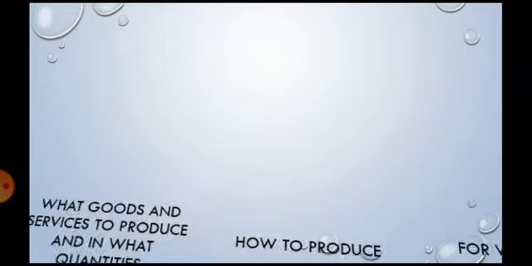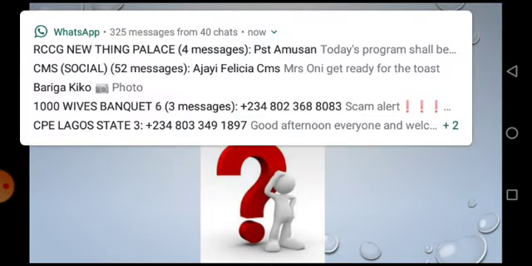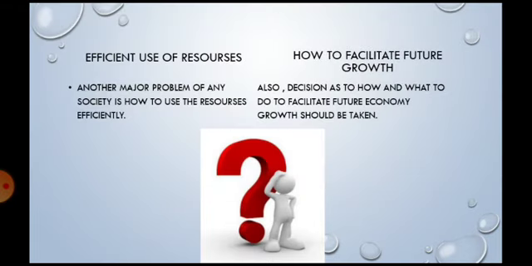Another problem of every society is the efficient use of resources. Another major problem of any society is how to use resources efficiently. As we all know, our resources are so few, our needs are numerous, so we need to see how those resources are managed efficiently and to ensure that our needs are met.